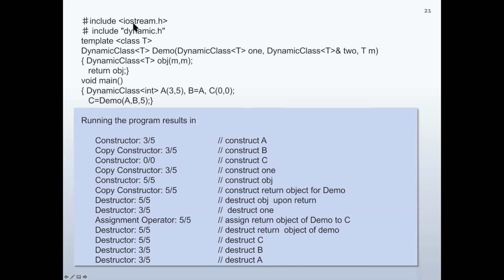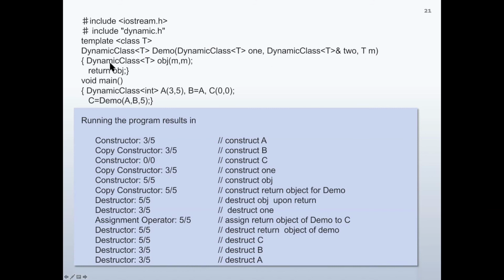The header for iostream and also the class dynamic class header is included. The code is written as template code. Here we have a template function. Its name is demo. It will return an object of type dynamic class T. And we have three parameters here. The first one is called one, and it is of type dynamic class T. Then we have a reference to dynamic class T. The name of the parameter is two, and the third one is m, which is of type T.